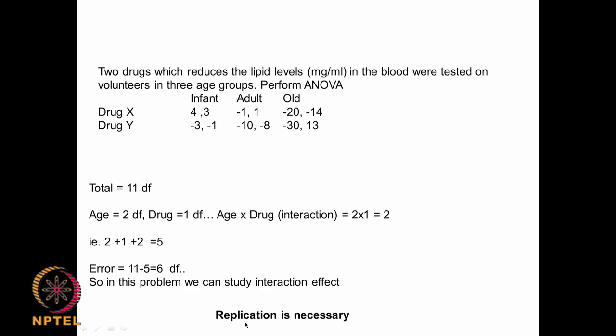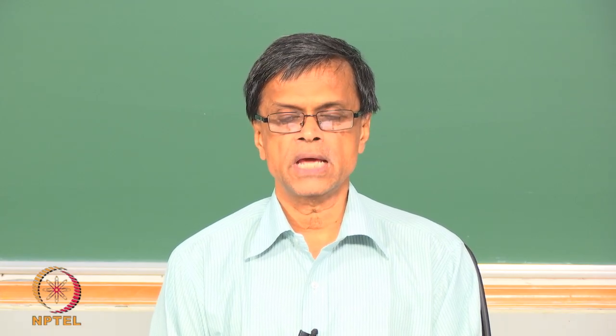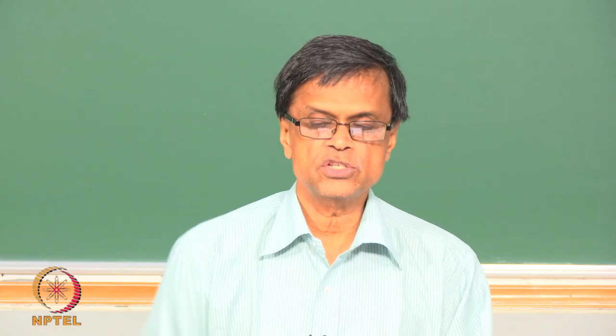So, what does this mean? It means that replication is very, very essential if you want to look at interactions, if you want to look at errors and so on, because you need to have sufficient degrees of freedom, because the mean sum of squares of error is what we use for dividing the group sum of squares to get the F value. Okay.